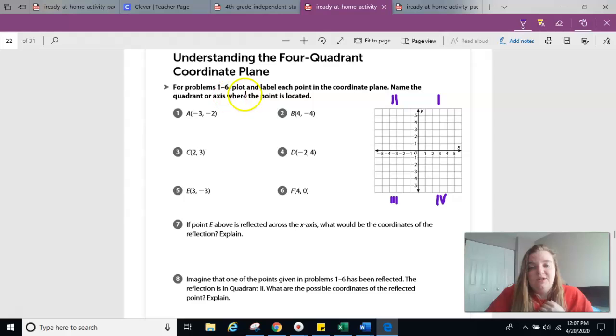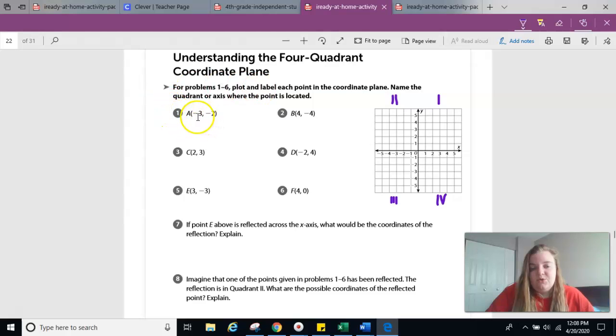Alright, for 1 to 6, we're going to plot and label each point in the coordinate plane, and we're going to name the quadrant or axis where the point is located. This horizontal line is the x-axis, and the vertical line is the y-axis.